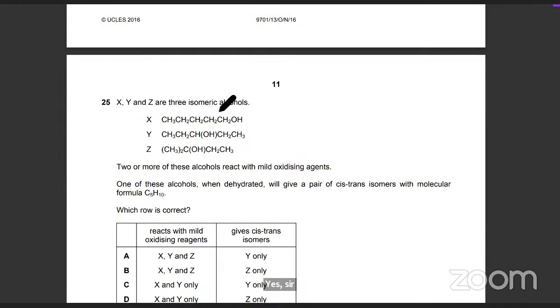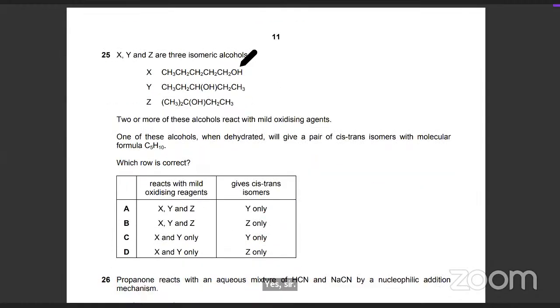The next part is X, Y, and Z are 3 isomeric alcohols. Two or more of these alcohols react with mild oxidizing agents. One of these alcohols, when dehydrated, will give a pair of cis-trans isomers with the molecular formula C5H10. So which of the alcohols will not react with a mild oxidizing agent?